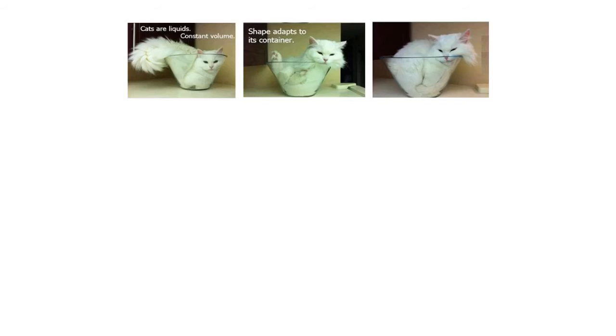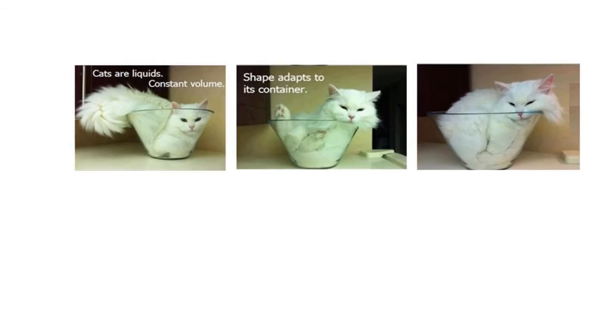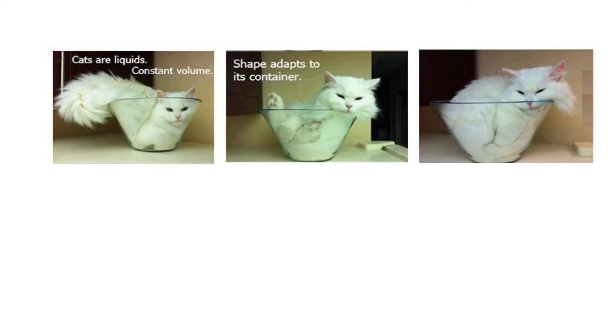Let's go into the next part. So this is something ridiculous, I know, but if you think about it, by our definition, this is true. For those cat fans in the room, this is absolutely true. Think about it: things that have constant volume, but the shape adapts to the container, we defined as a liquid a minute ago. So by definition, this cat takes the shape of the container, so this cat can be considered to be a liquid if we want to.